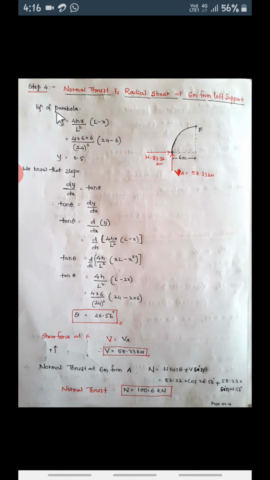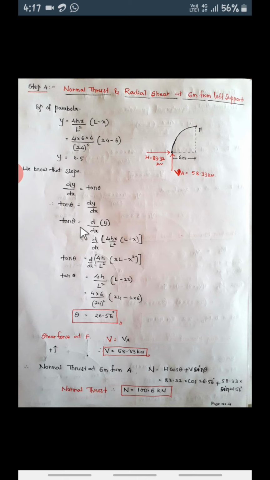Now again remember the equation of parabola. We know that y is equal to 4hx by L square into L minus x. First we could calculate y, or even directly you can go to this. We want to calculate theta. When theta is not known, you cannot calculate normal thrust and radial shear, so first calculate theta. As you know, slope or theta we can calculate as dy by dx is equal to tan theta.